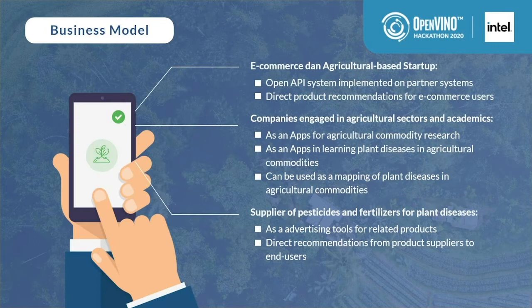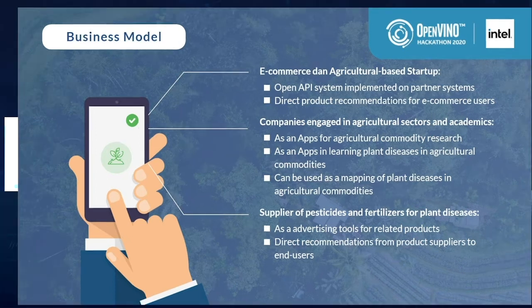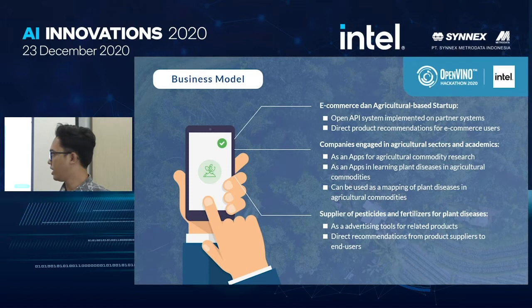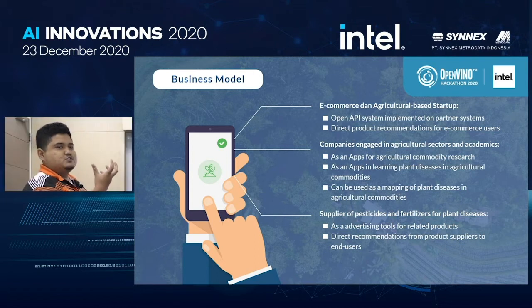So what is the business model of Agrivis? Number one, we provide the business model to e-commerce and agriculture-based startups with an open API system with our application. So we can collaborate our solution system with their platform to make a partnership about commercialization, and they can advertise in our application. The better part is when we have a recommendation system for the farmers, we can engage with the suppliers of fertilizers.